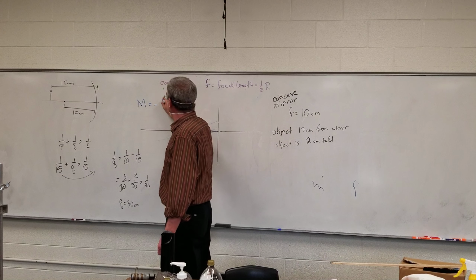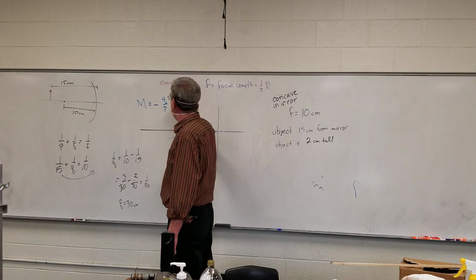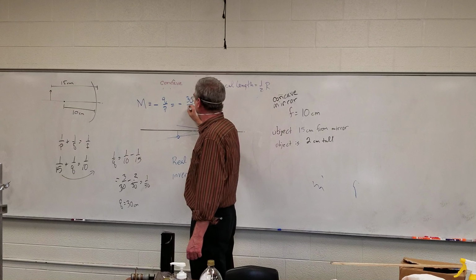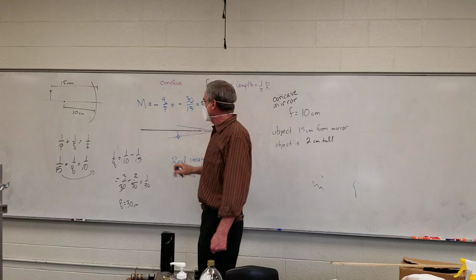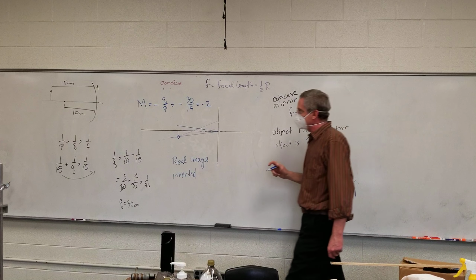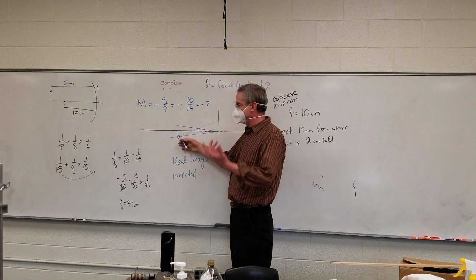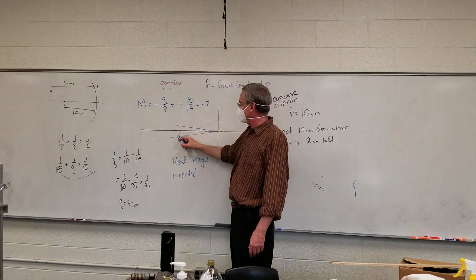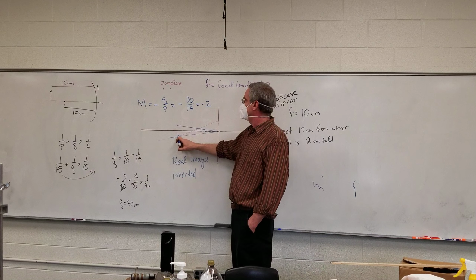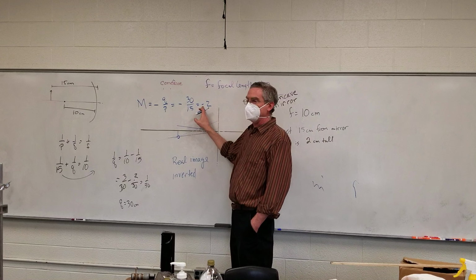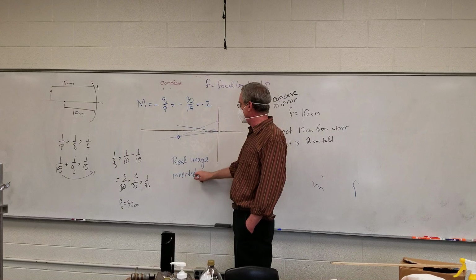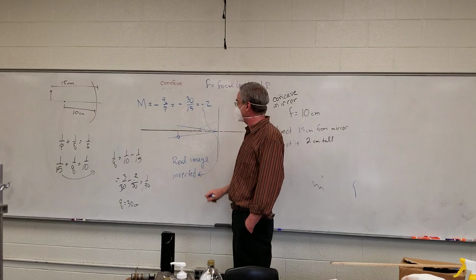Magnification is negative q over p. So that's negative 30 over 15, which is negative 2. So my image should be twice as big as my object. And I'm off here, but you can see that it is bigger than the object. And the negative here tells me that it's inverted. So I don't have to draw it. If I got the negative here, that goes with inverted.